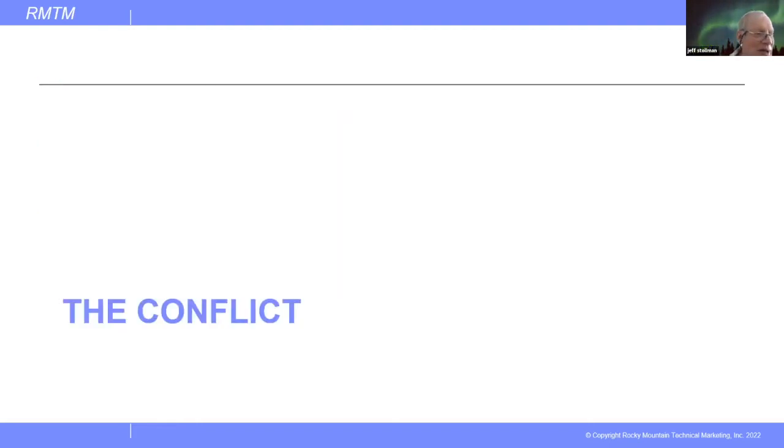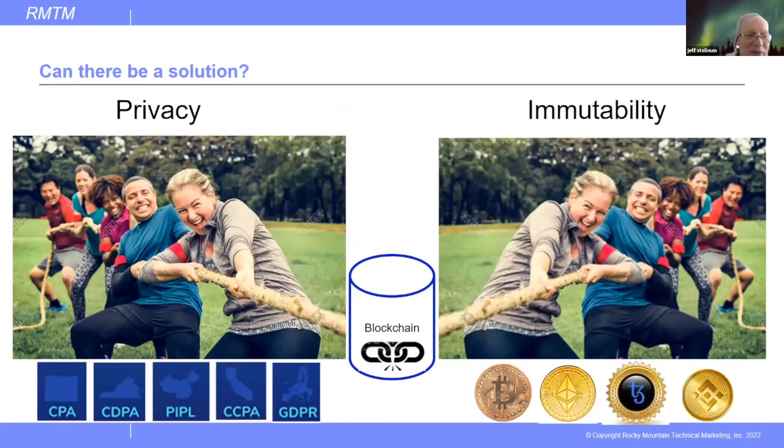So we'll start out with the conflict, which was pretty basic. On the left, you have privacy rules. California has passed data privacy regulation. We have, as I say, in the EU, the General Data Protection Regulation, GDPR. Various states are passing their own privacy regulations, and globally it's becoming more and more important.